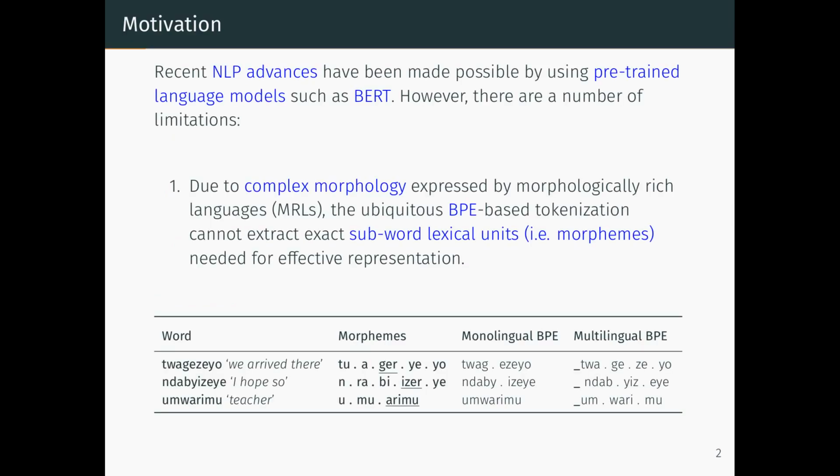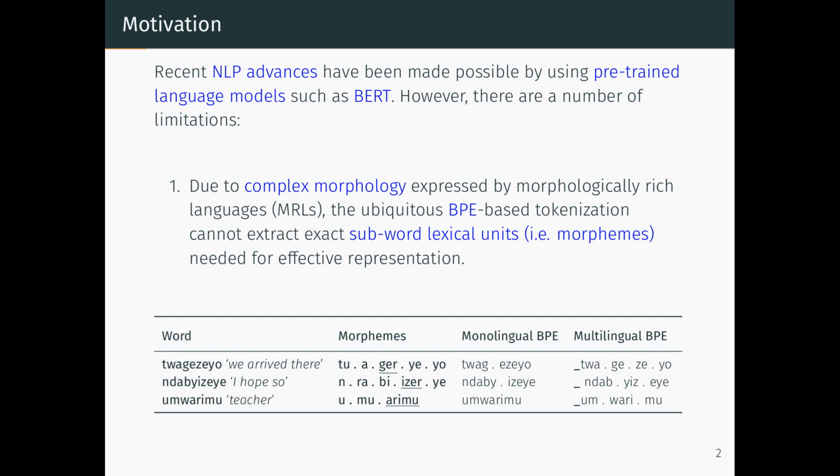We all know that recent natural language processing advances have been made possible by the use of pre-trained language models such as BERT. However, there are still a number of limitations. Due to the complex morphology that is expressed by most morphologically rich languages, the ubiquitous byte-pair encoding tokenization algorithms that are used cannot extract the exact subword lexical units, meaning the morphemes, which are needed for effective representation.